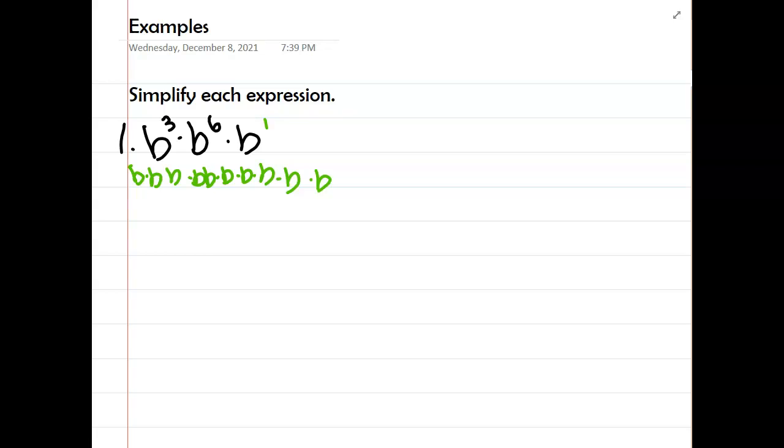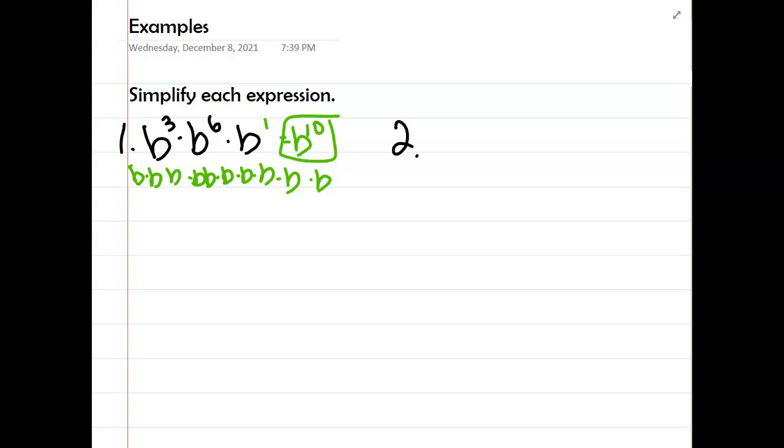Just another b. So I've got 3 of them and 6 of them and then 1 of them, and I should get b to the 3 plus 6 plus 1, 10. B to the 10. Okay, number 2.